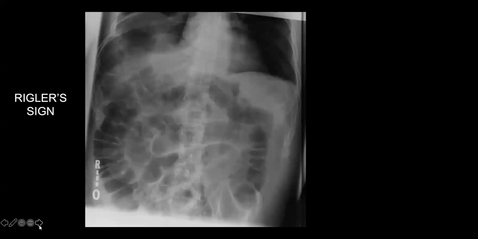This is Rigler's sign. So in healthy individuals, only the inner wall of the bowel should be visible on an abdominal X-ray. And if there is free air in the abdomen, for example, pneumoperitoneum, both sides of the bowel will actually end up becoming visible, and that's what's known as Rigler's sign. Causes of this include perforated abdominal viscera or any recent abdominal surgery the patient may have had. And basically, you really want to be looking for free air under the diaphragm using an erect chest X-ray if you're suspecting pneumoperitoneum.